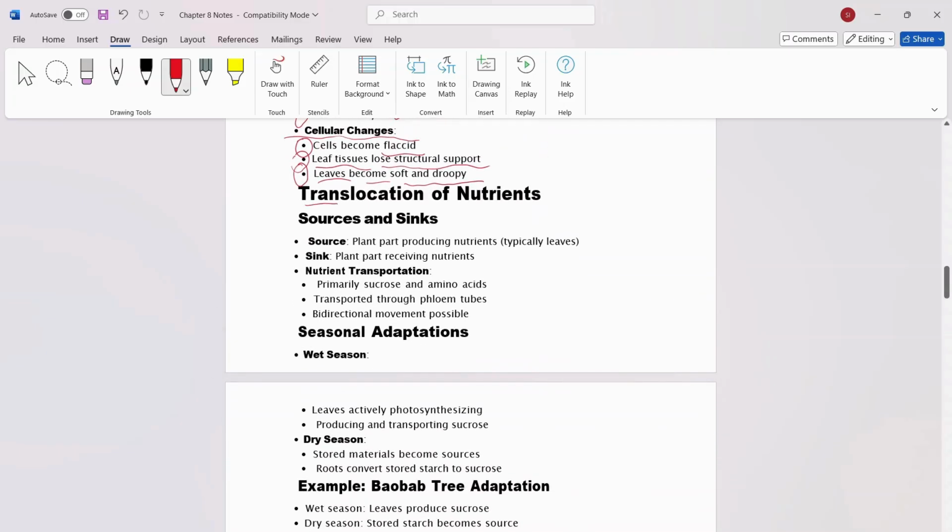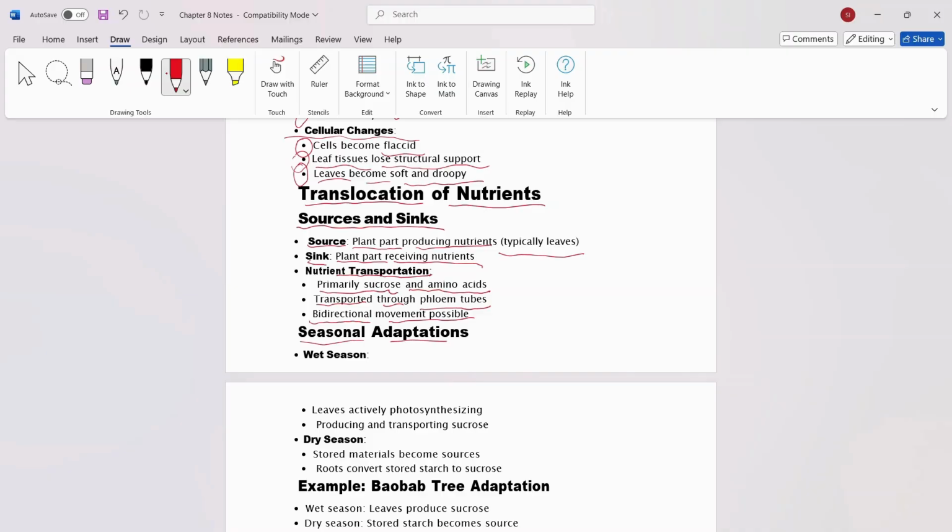Next we have translocation of nutrients, sources and sinks. Source: plant part producing nutrients, typically leaves. Sink: plant part receiving nutrients. Nutrient transportation: primarily sucrose and amino acids, transported through phloem tubes, and bi-directional movement is possible.